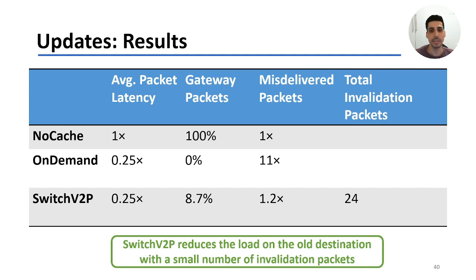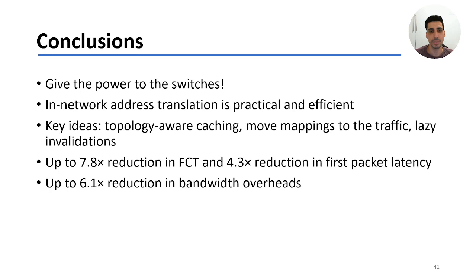We also evaluated a migration scenario in which 64 senders communicate with the same VM. Then we migrate that VM to a different physical machine. All the numbers in the table are normalized to no cache. We can see that because control plane updates are slow, there are 11 times more packets that reach the old destination with on-demand. On the other hand, with only 24 invalidation packets, Switch V2P reduces that number significantly while keeping the same average packet latency.